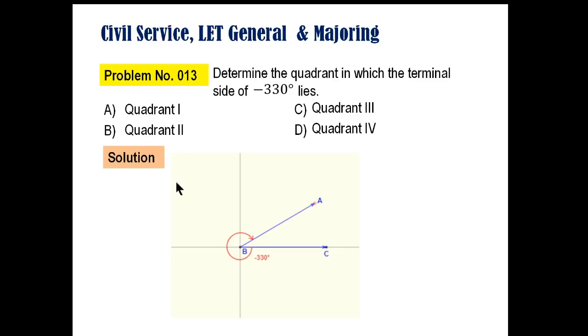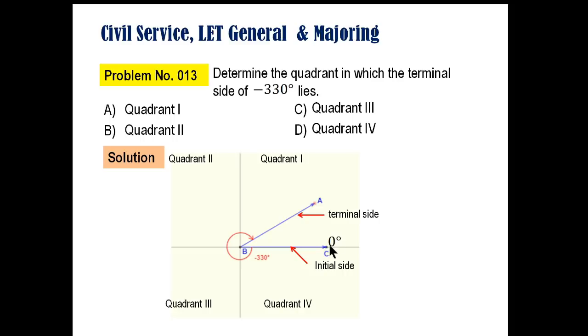this is a Cartesian coordinate plane. By the way, this is the initial side of the angle, and this is the terminal side. This is quadrant 1, quadrant 2, quadrant 3, and quadrant 4. Since the angle is negative, the direction is clockwise. If it is positive, you rotate counterclockwise from the initial side. Now in this case, it is clockwise.